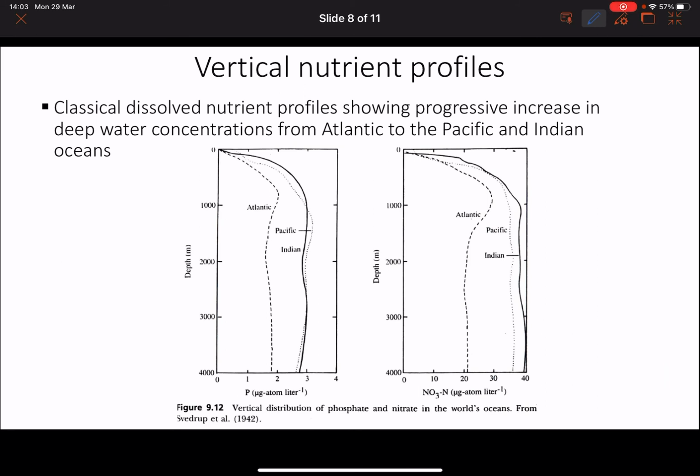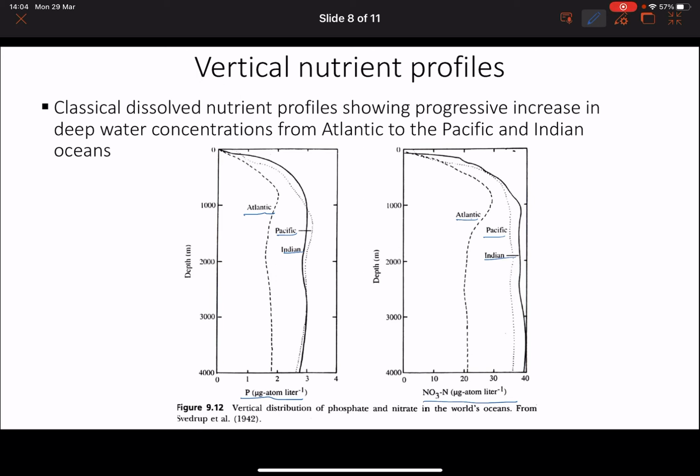This is another look at vertical nutrient profiles. These are super classic old school ones. And the interesting thing about these is they show you phosphate here and nitrate here on the right side and the left side. And they show you that in the different ocean basins. So the Atlantic, Pacific, and Indian all have nutrient-like profiles for nitrate and phosphate, as you'd expect. But consistently, the Atlantic is always lower in concentration than the Pacific and Indian. And that's true for phosphate, it's true for nitrate, it's true for all of the various profiles.